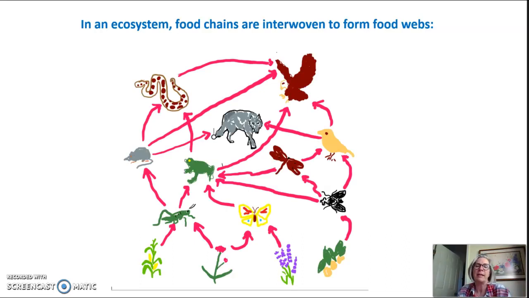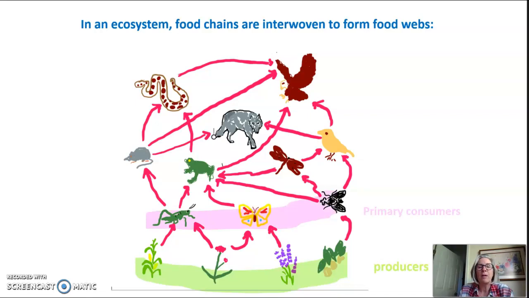In an ecosystem, food chains are actually interwoven to form food webs. They aren't as simplistic as I showed you in the last slide. What you can see here is a little bit more realistic in the form of a food web. So the green at the bottom, all of those organisms highlighted green, are our producers. They are again photosynthetic, so they are autotrophs.